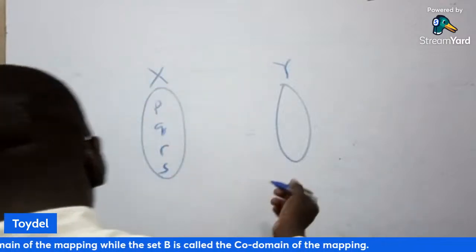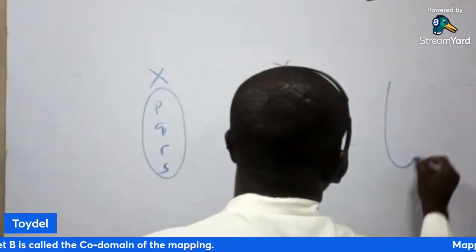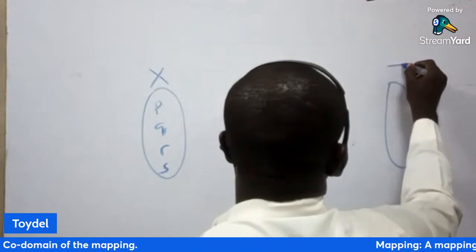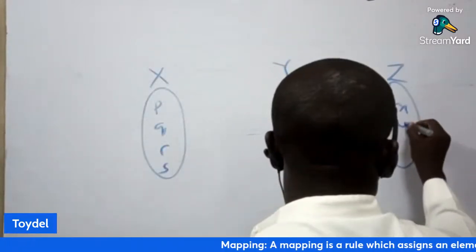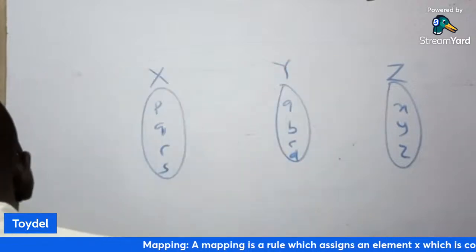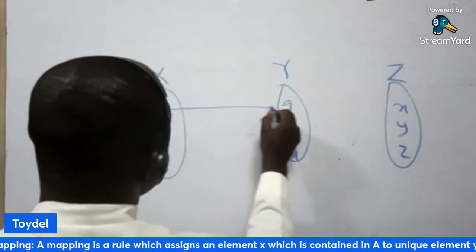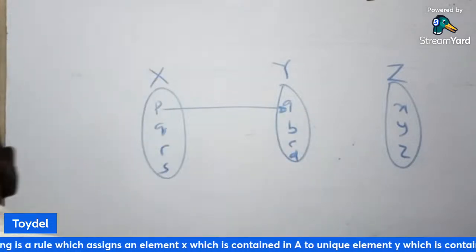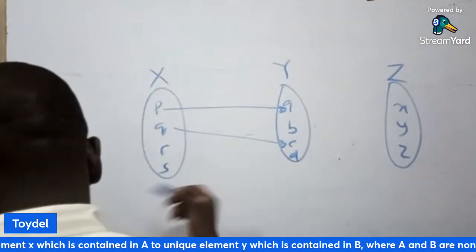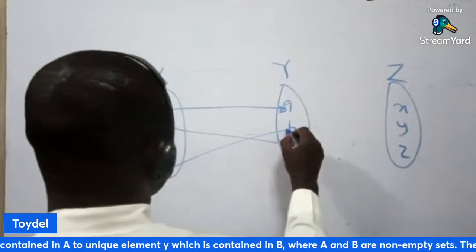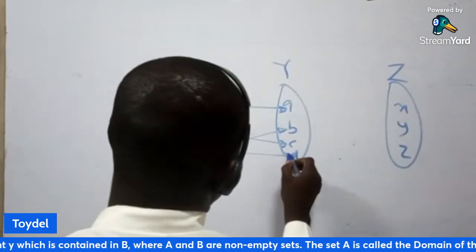We have elements, say A, B, C, D. Then we now have another non-empty set Z. So this is X, Y, Z. That's what we have. So in this case now, this element P goes to A, Q goes to C. Notice the mapping. We have X to B. Then probably we have R to D.